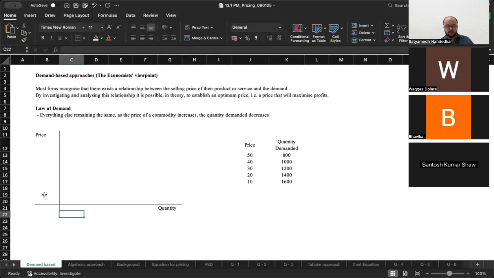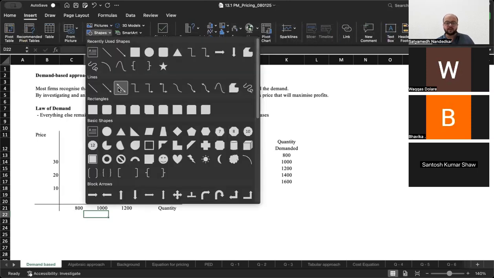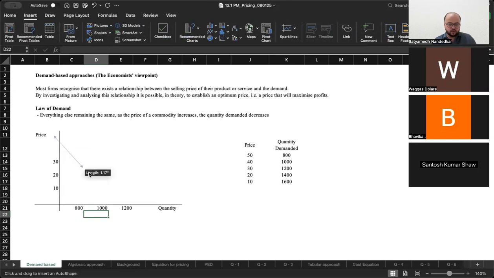Now, if I were to write down my prices, they would go something like 10, 20, 30, and so on. And my quantity would go like 800 and 1000 and 1200 and so on. So this would be my plotting on the graph paper. When I plot it on the graph paper, you will realize that my demand curve is a downward sloping line.